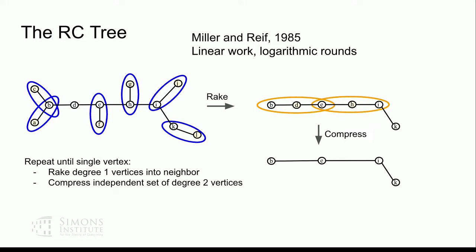It's not hard to convince yourself that after a logarithmic number of rounds of rakes and compresses, you're left with a single vertex. You could pick the independent set at random, the so-called random mate: everyone flips a coin, heads or tails, and if you're a head and your neighbors are tails, then you pick yourself. In expectation, a constant fraction of the nodes would be picked. So as long as you pick a constant fraction, it doesn't even have to be a maximal independent set. It just has to be within a constant factor of a maximal independent set, which is pretty easy to do. Any questions about this?